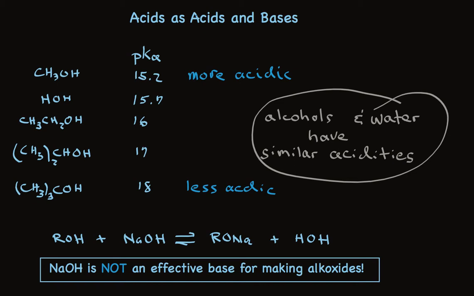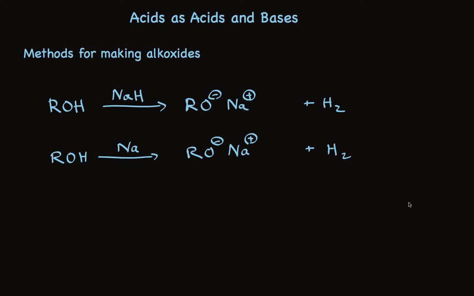Well, here's a couple examples. You can make alkoxides by using a very strong base which shifts the equilibrium far to the right to prepare the alkoxide in essentially quantitative yields. In addition, in this case, hydrogen gas evolves, and as hydrogen gas leaves, it also shifts the equilibrium. So using sodium hydride is a great way to make sodium alkoxides.